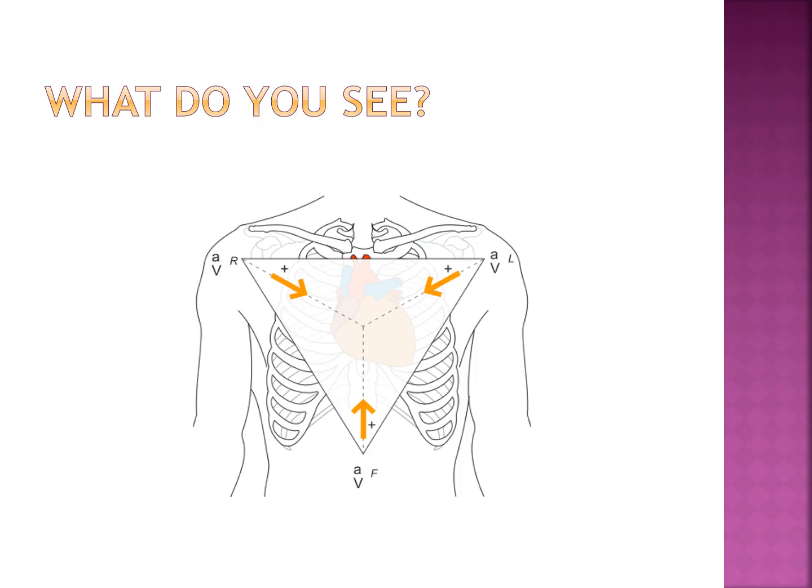So when I talk about positive leads, I like to think about the positive lead being a camera. And so here I have my augmented vector right camera looking at the pathway of the electricity. If we remember correctly, our electricity in the heart travels basically in one direction, from the SA node down to the bottom of the ventricles, and then it kind of loops back around to help with contraction.